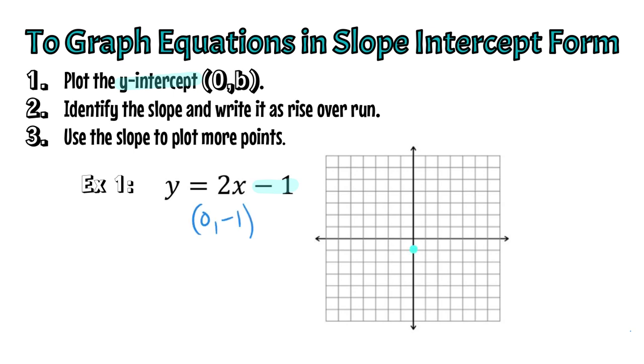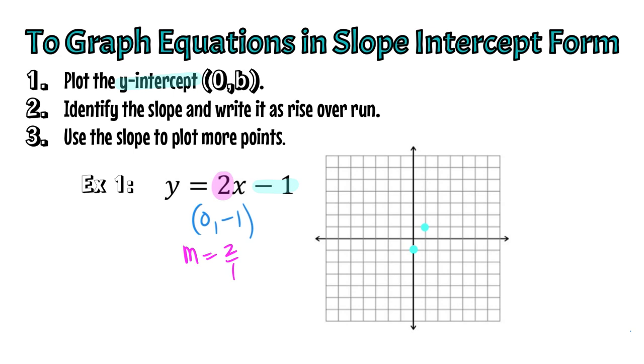The next step is to identify the slope. Remember, the slope is our m, so y equals mx plus b. In our example, the slope is 2. And if it helps, when you're determining rise over run, we can write 2 as 2 over 1. So what that means is when we go to plot our next point, we start at the point we have, and we go up 2 and over 1. And that's technically all it takes to graph an equation of a line.